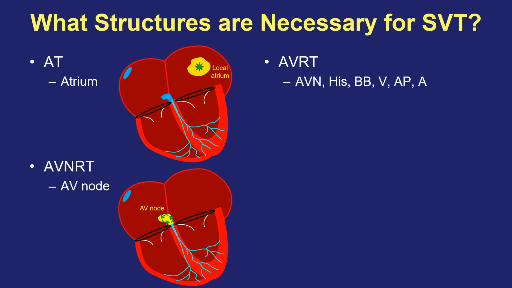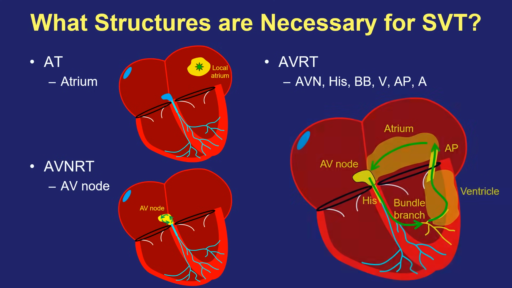AVRT is somewhat unique in that, as we've discussed before, you really require all of the different components of the conduction system in order for it to perpetuate. And I mean, you need the AV node, you need the His bundle, you need at least one bundle branch, you need ventricular muscle, you need an accessory pathway, and you need atrial tissue. So you couldn't remove any component of this and have the tachycardia continue.